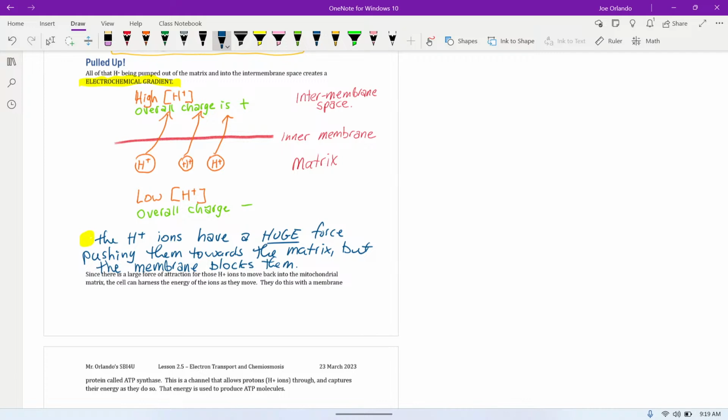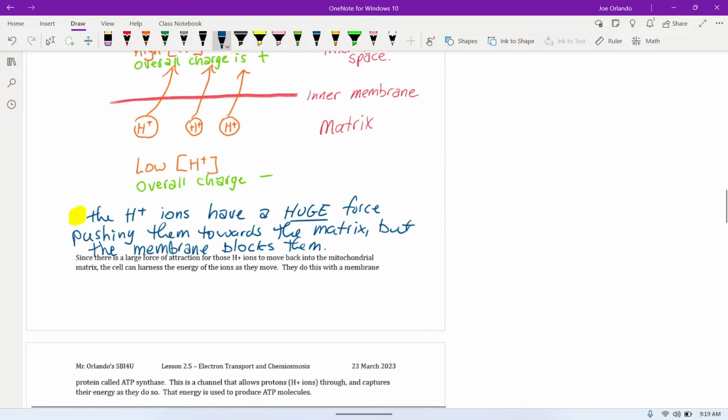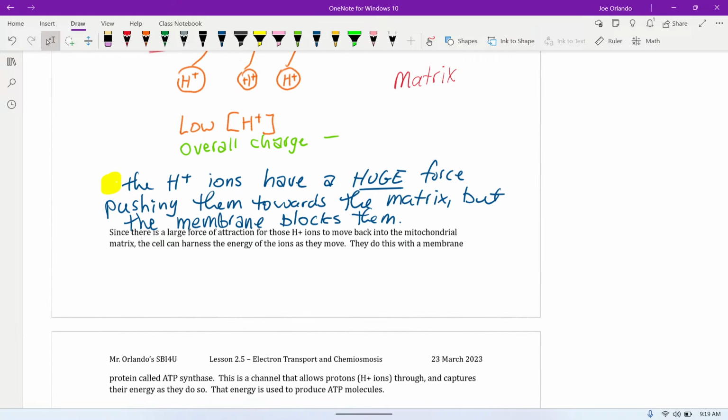Let's talk about this paragraph, conveniently divided between pages for your viewing pleasure. Since there's a large force of attraction for those H plus ions to move back into the mitochondrial matrix, the cell can harness the energy of the ions as they move. And I swear to God, look at me. This isn't even an analogy.